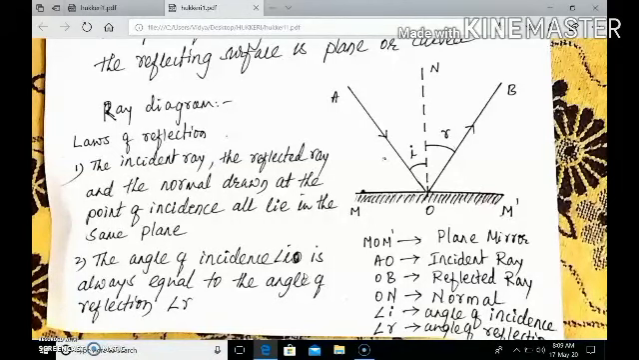So in detail we will discuss the various properties of images formed in the plane mirror in the next video.